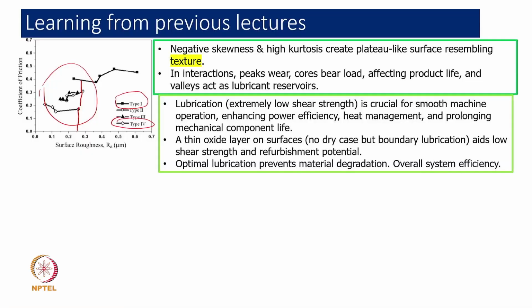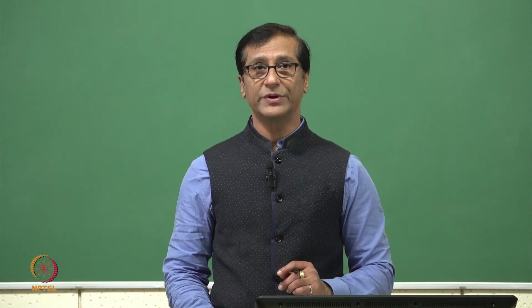And what is really required? We really require a negative skewness from a surface roughness point of view. We keep a high kurtosis, because of the interaction and the running-in period, the peaks will wear out, and more cores will be developed, flat surfaces, plateaus will be developed, which will bear the load, and then it will enhance the product life. Not only this, the valleys, because of the negative skewness, will act as a lubricant reservoir. So this is also important. Here we are simultaneously synergizing the roughness and the liquid lubricant.